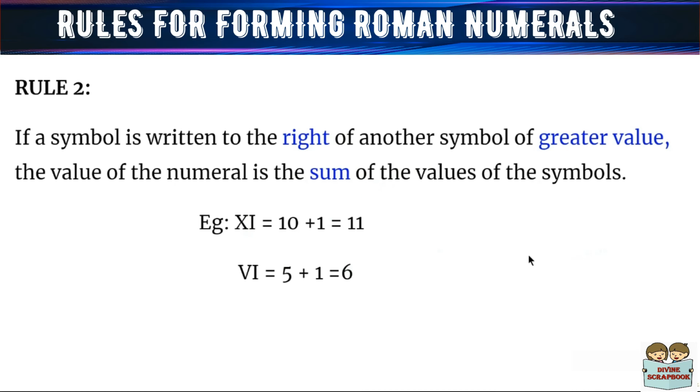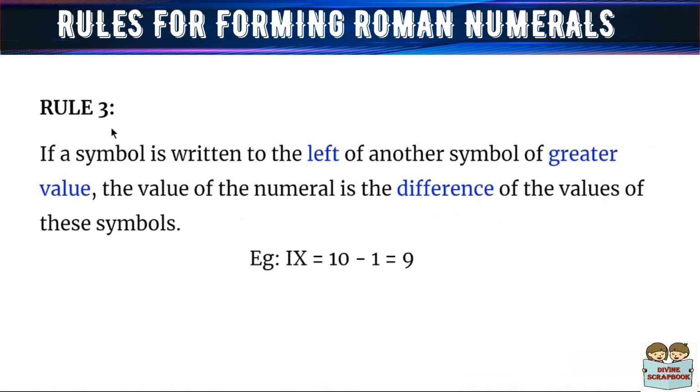Now rule number 2. If a symbol is written to the right of another symbol of greater value, the value of the numeral is the sum of the values of the symbols. For example, XI, the value of X is 10 and I is 1. So we have to add X and I, we'll get 10 plus 1 is 11. Similarly VI will be 5 plus 1. We will get 6.